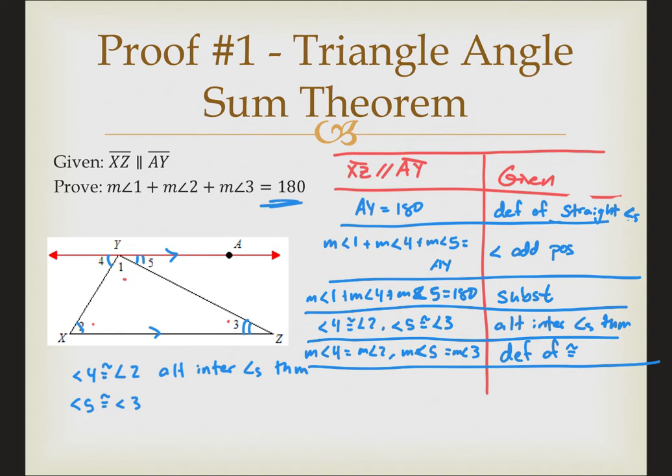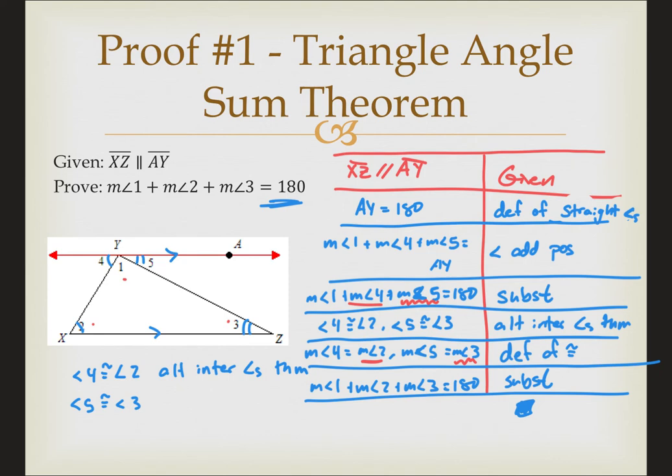Last but not least, it's a simple matter of substitution. Now, this is why I said earlier you need to be careful on your order, because we need the measure of angle 1 plus the measure of angle 2 plus the measure of angle 3. Angle 4, we're going to replace with the measure of angle 2, and the measure of angle 5 will be replaced with the measure of angle 3, which is the exact order that we want. So hopefully you were careful there. Otherwise, you're going to have to add a step and rearrange. Otherwise, I have the measure of angle 1 plus the measure of angle 2 plus the measure of angle 3 is equal to 180 by substitution. And that's it.